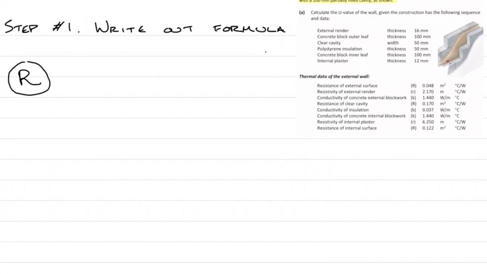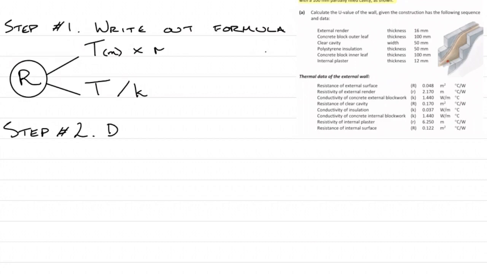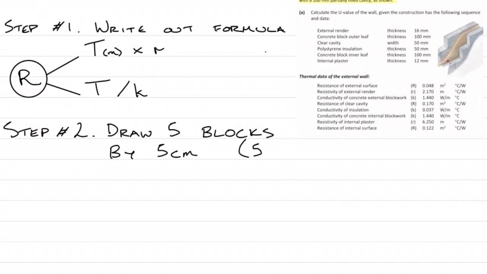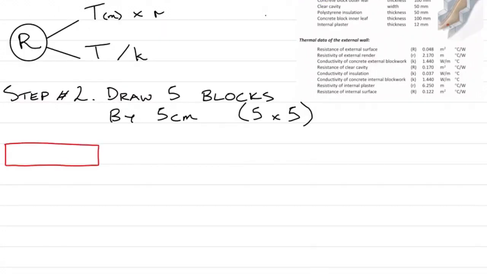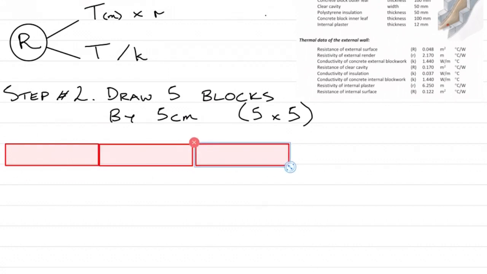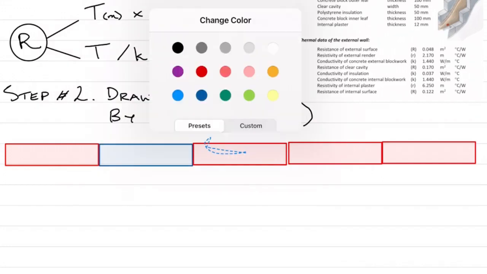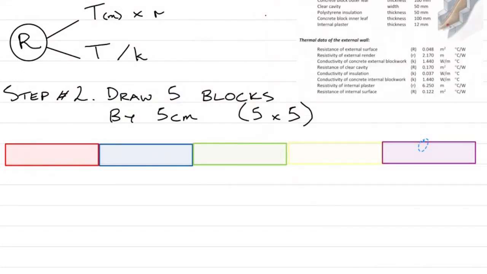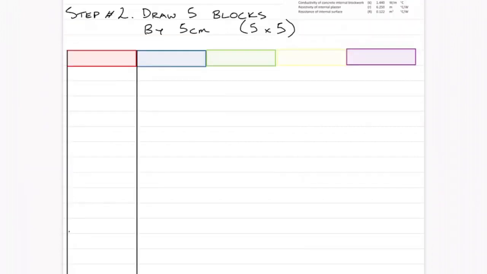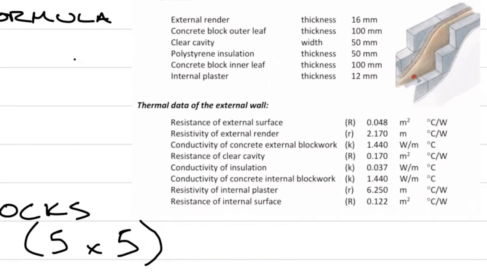Step 1, write out the formula. So the formula for resistance is thickness in meters divided by conductivity, or thickness in meters multiplied by the resistivity. Step 2 is to draw our 5 by 5 block. So just 5 centimeters to make it convenient for an exam, and 5 of them. So 5 by 5, it's just easy to remember, and I have changed the colours of each one to make it all nice and neat in your notes, and also nice and easy to follow for the YouTube video.